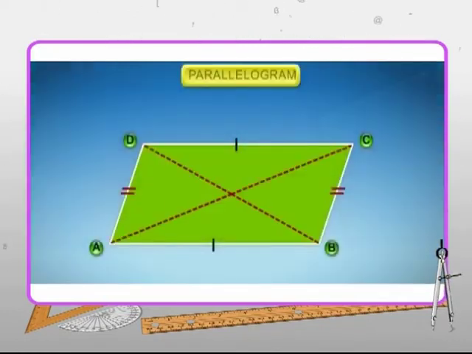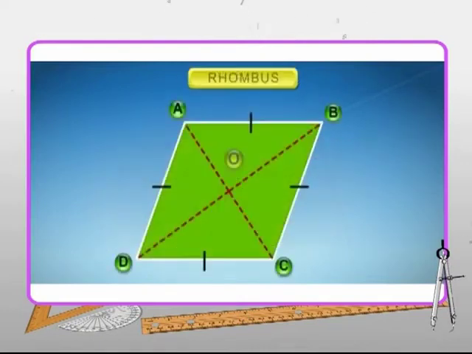The diagonals of a parallelogram bisect each other. In the figure, AO is equal to OC and BO is equal to OD. The diagonals of a rhombus bisect each other at right angles.